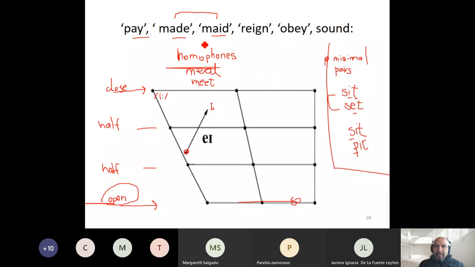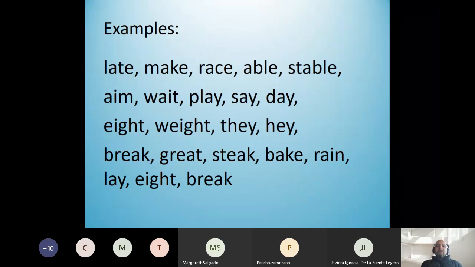So we have pay, made, rain, obey. Okay, those are words which contain the diphthong ei, which starts here and glides towards i. Some examples that you can read with me, so I'm not feeling so lonely here, are late, make. Okay, ready? Late, late. Make, make. Able, wonderful. Stable, excellent.